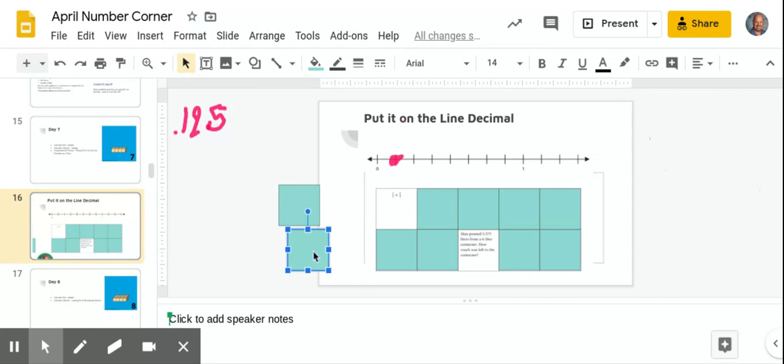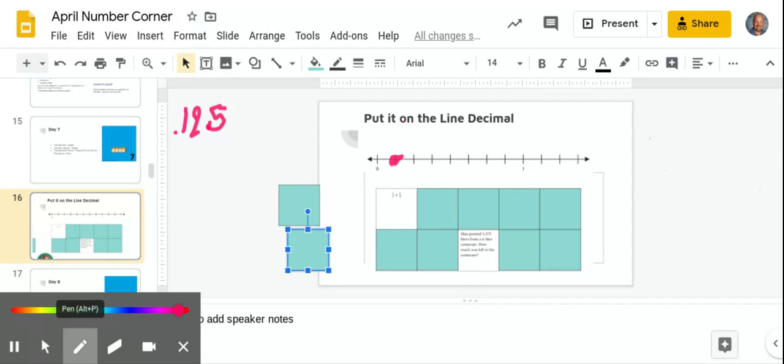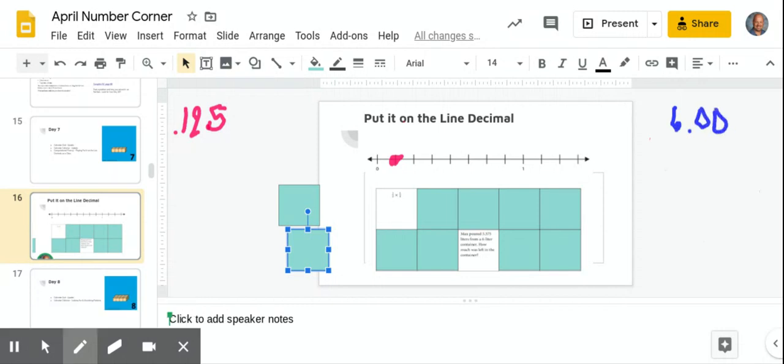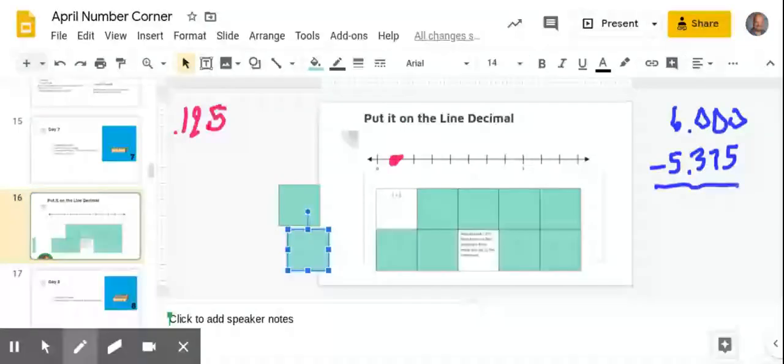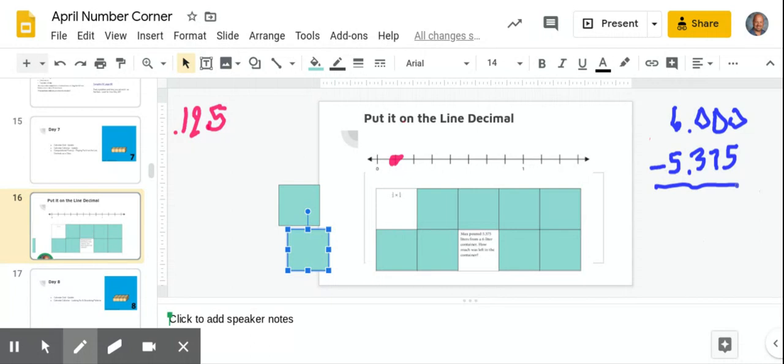And this one says, Max poured 5.375 liters from a 6-liter container. How much was left in the container? All right, we'll give you blue. Let's make sure you're setting your problem up the right way. This is a subtraction problem. So I have 6.000 liters, and I'm going to subtract 5.375 liters. All right, go ahead and pause the video and come up with an answer and press play.